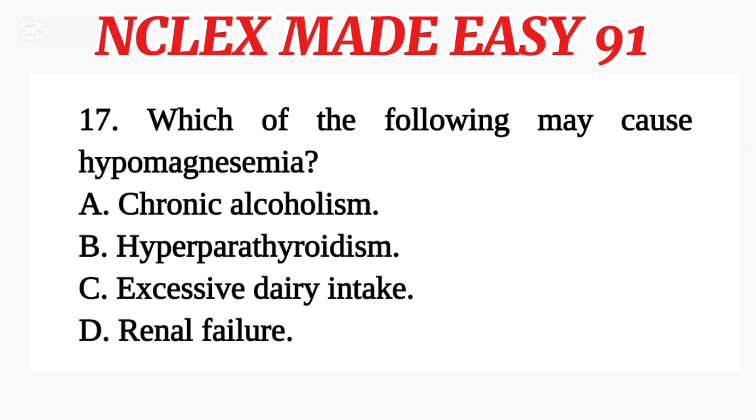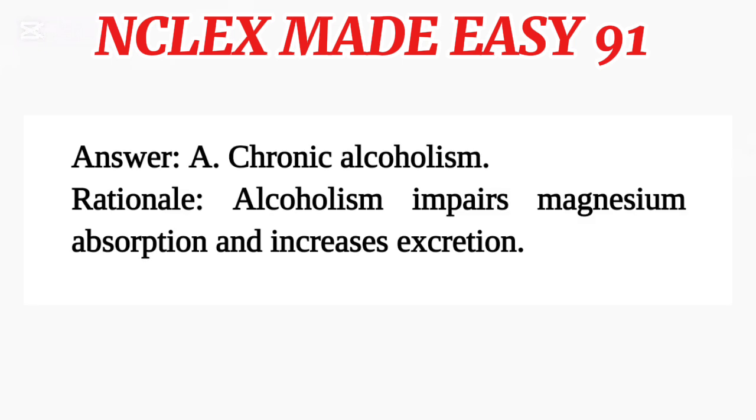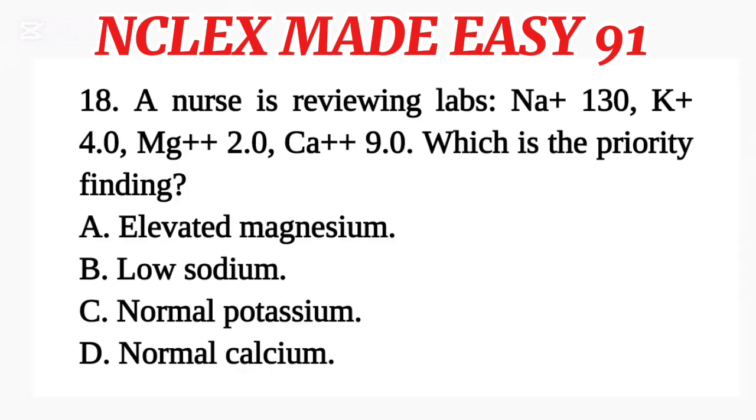17. Which of the following may cause hypomagnesemia? A. Chronic alcoholism. B. Hyperparathyroidism. C. Excessive dairy intake. D. Renal failure. Answer: A. Chronic alcoholism. Rationale: alcoholism impairs magnesium absorption and increases excretion.